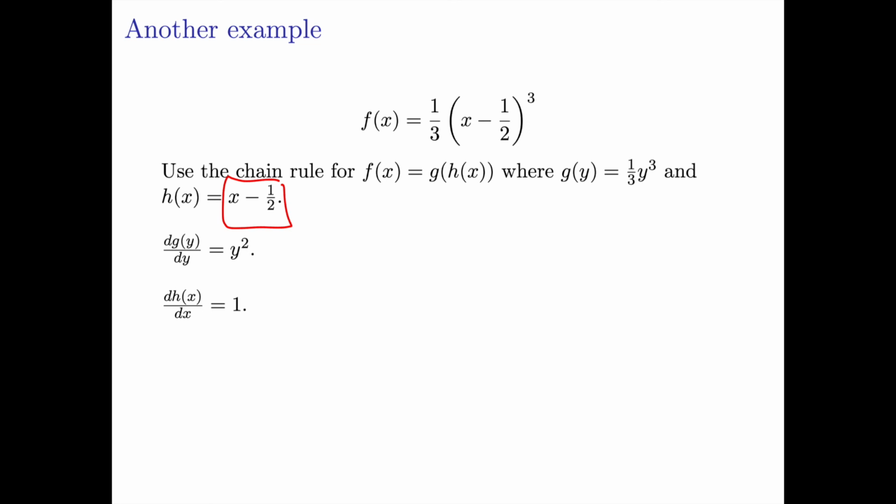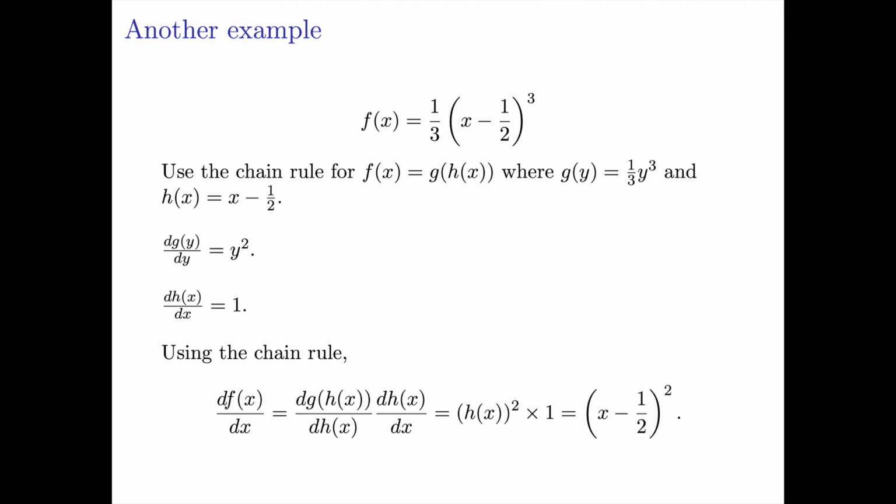Let's look at this guy. The derivative of x minus a half, the derivative of just 1. You could use here the addition rule, take the derivative of x, plus the derivative of minus half. But you could also recognize that this is a linear function, and the slope, which is the coefficient of x, is just 1. And so that's the derivative of h.